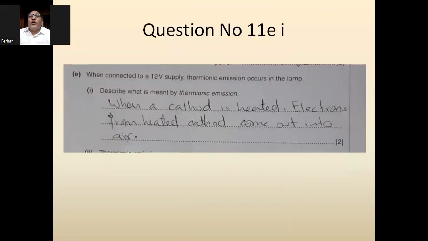When a cathode is heated, or you can say that filament is heated, electrons from the heated cathode or the heated filament come out into the air. So this is called thermionic emission. Instead of using the word cathode, you can write the word filament. Okay.